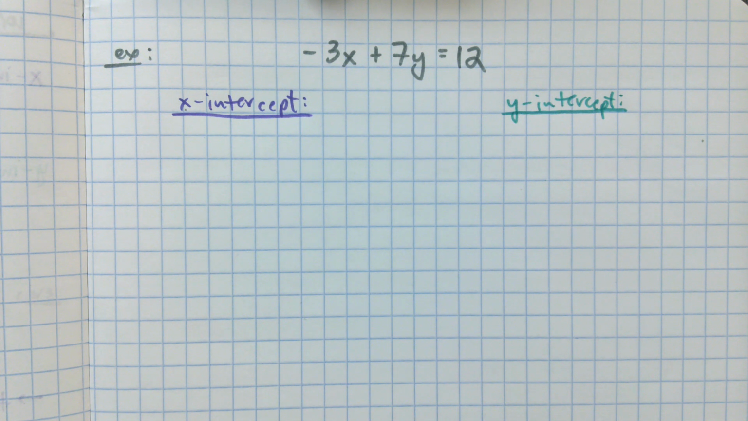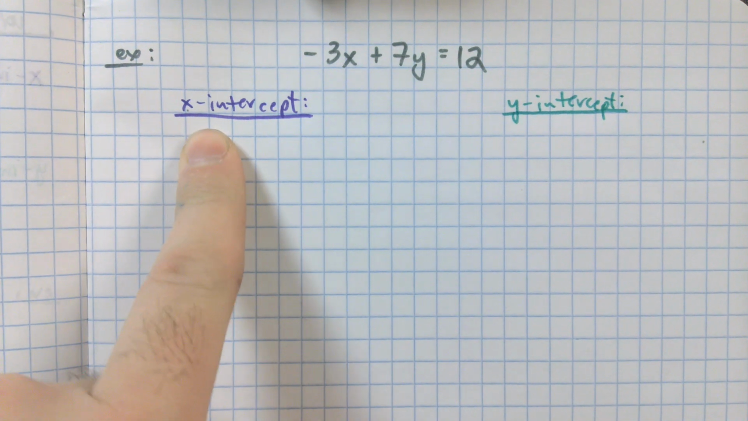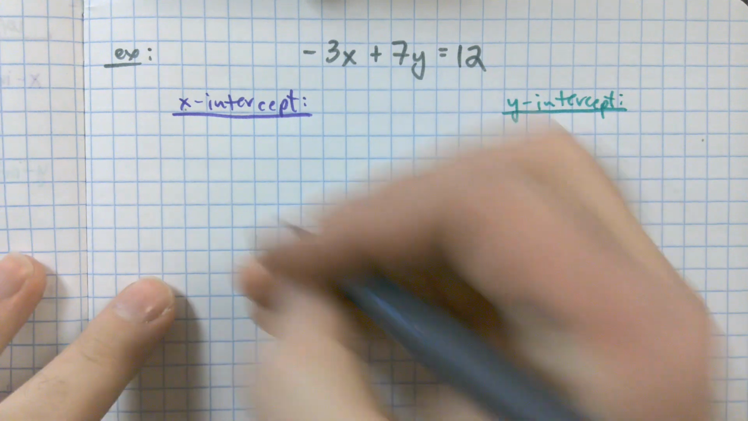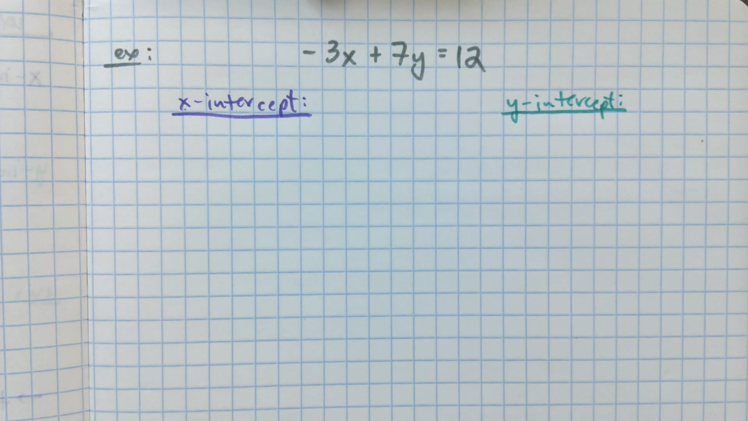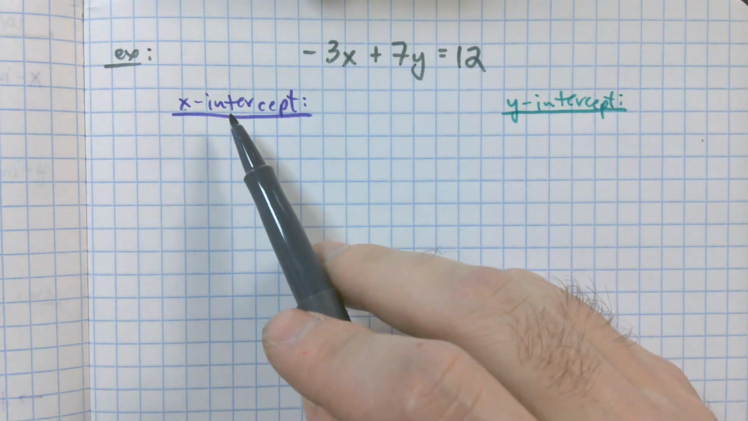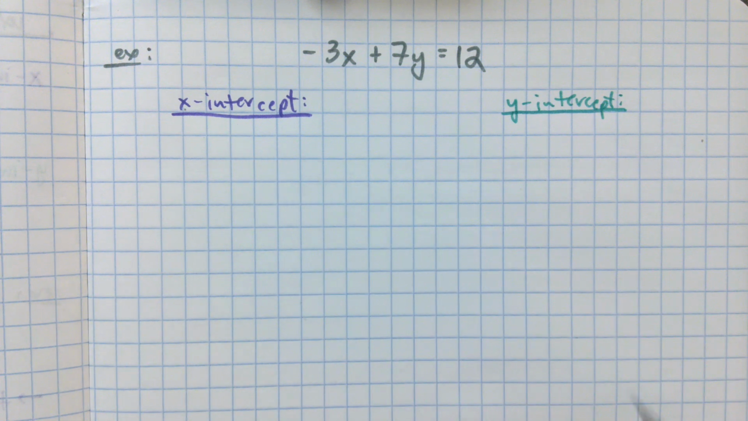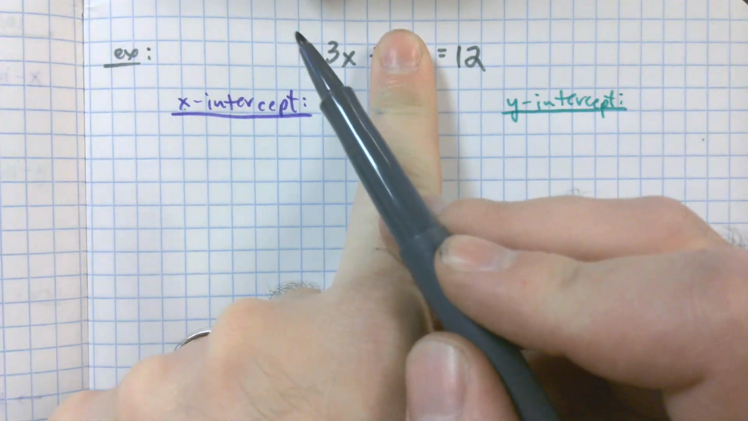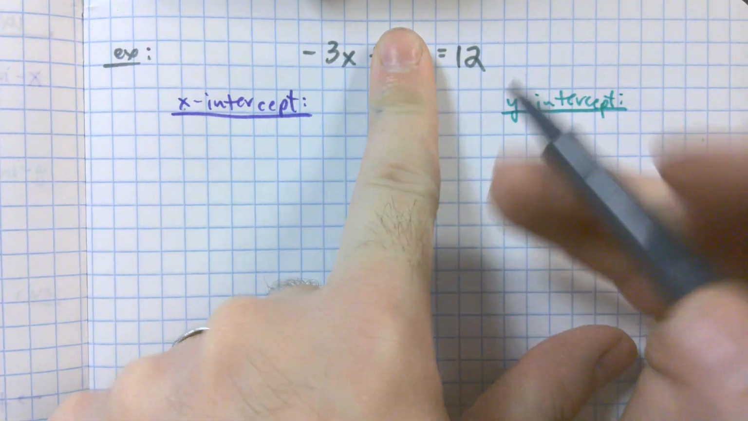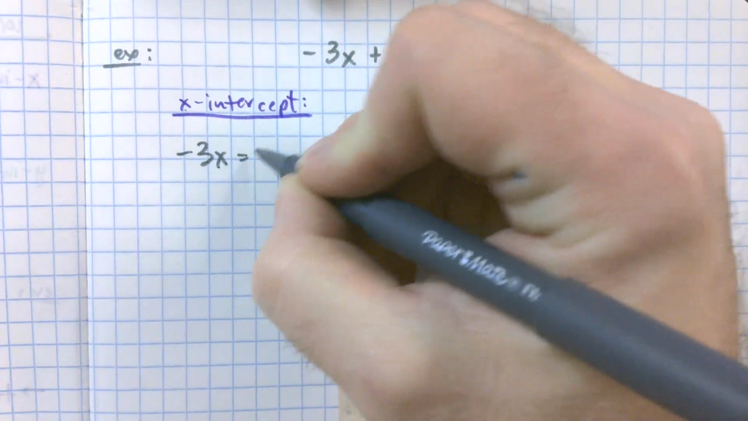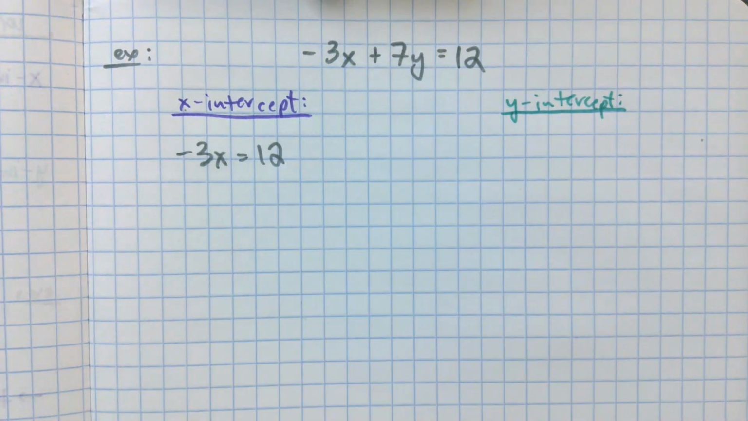So if I want to start by finding the x-intercept, am I going to let x equal 0 or am I going to let y equal 0? Y equals 0. Think in terms of opposites. If I'm finding the x-intercept, I'm going to turn my y into a 0. Another way we could think about it, if you want a little mental shortcut, is like this. If I want the x-intercept, I'm going to ignore my y. So if I ignore this y, I've got negative 3x equals 12. Everybody see what I did there?